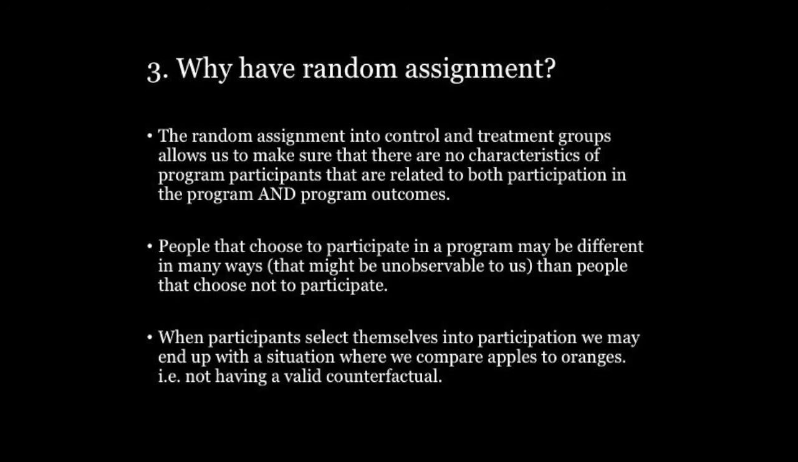Now, the third component is having random assignment, and this is one of the hardest to implement, but it's also one of the most important ones, because the random assignment into control and treatment groups allows us to make sure that there are no characteristics of program participants that are related to both participation in the program and the program outcomes. Imagine in random assignment, participants are not selecting themselves into an intervention. It's random. A computer is selecting them into participation or non-participation.